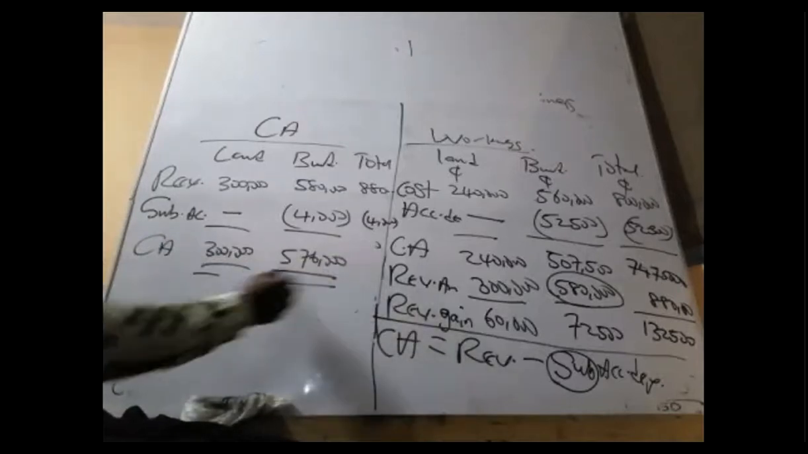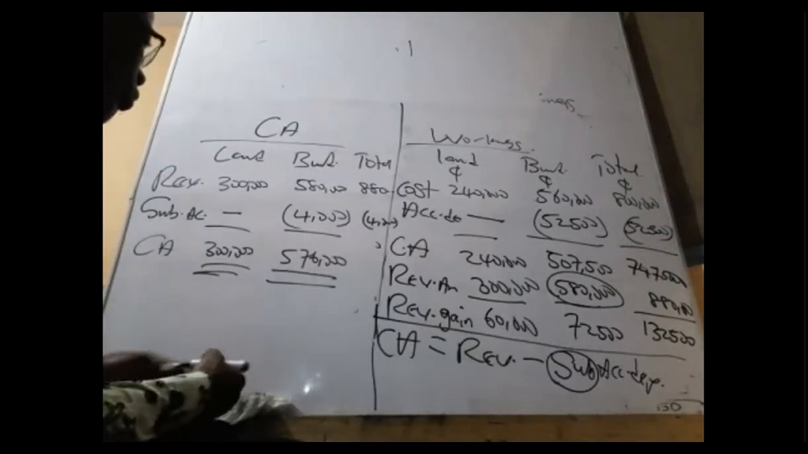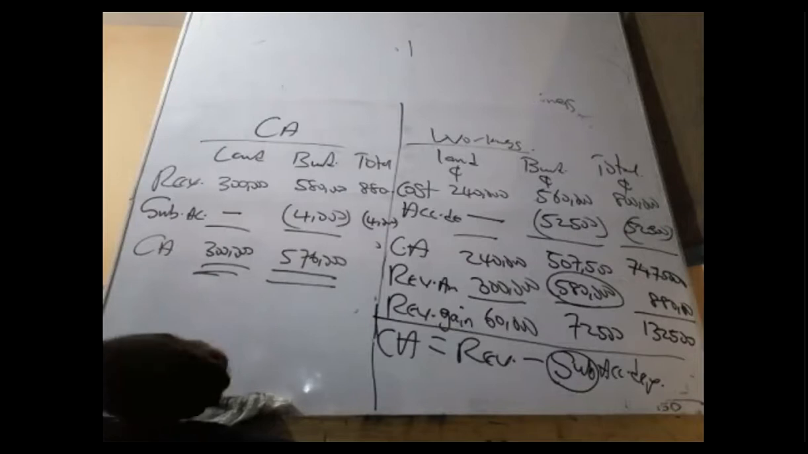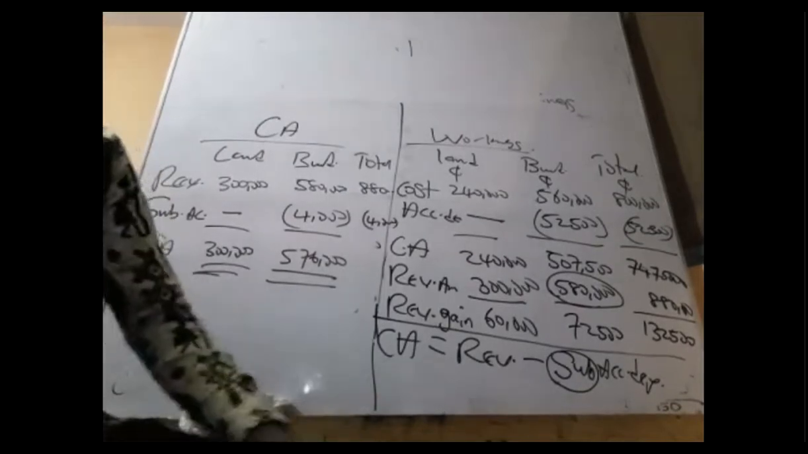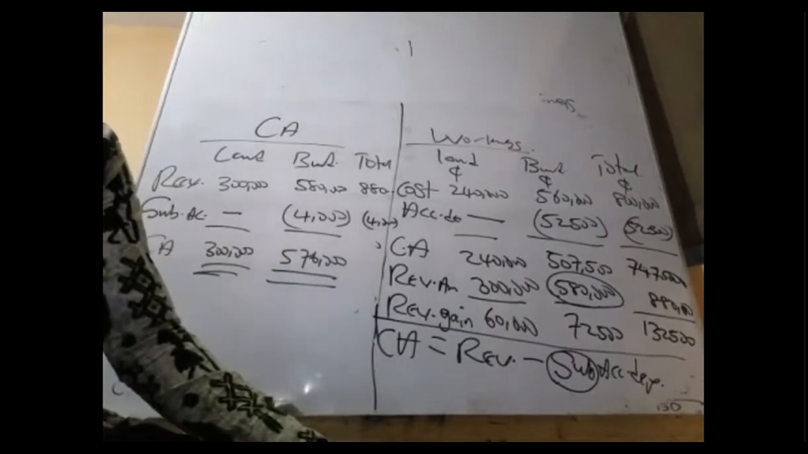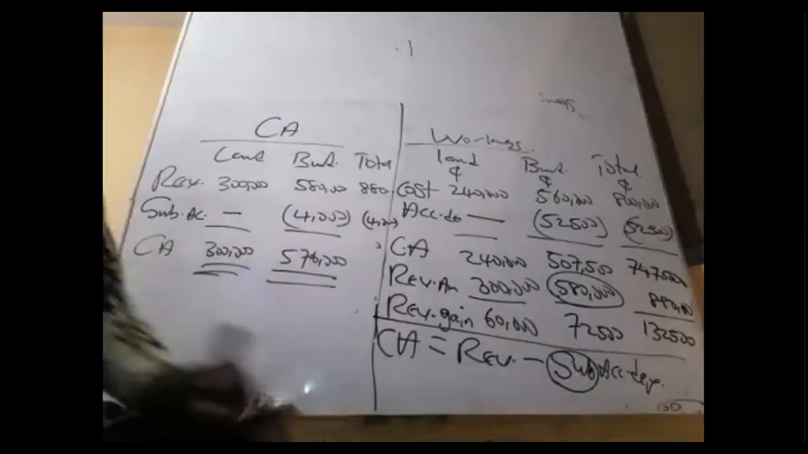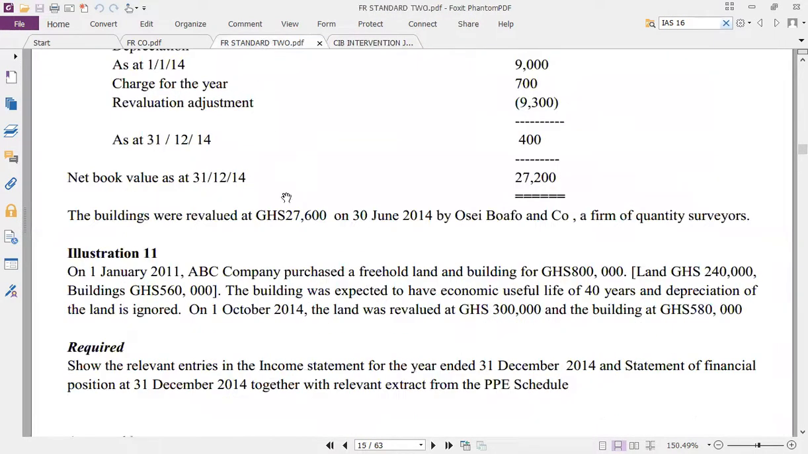You put the answers together and send them to the balance sheet. So that is the end of the game. Now let me solve my next question. The next question will be Akuska. This particular question, you try that one.